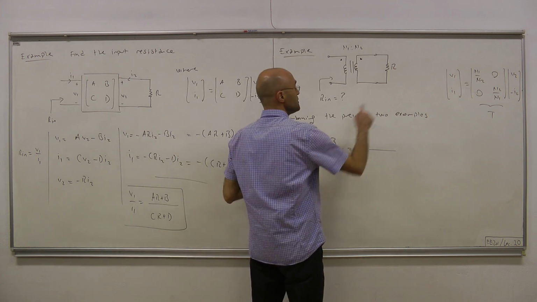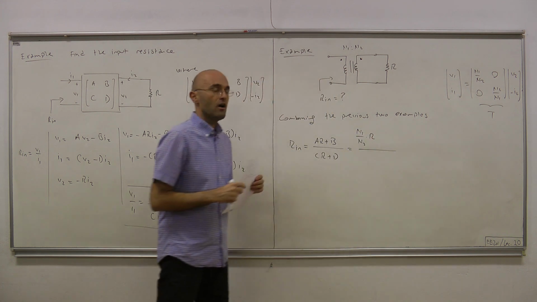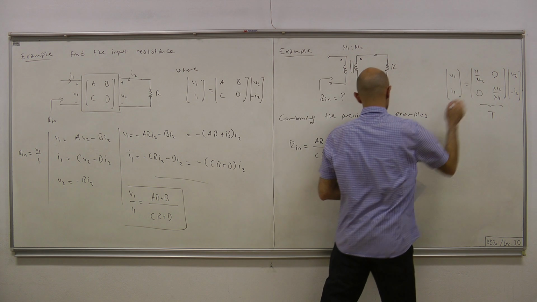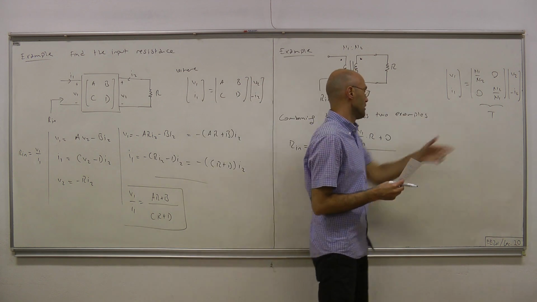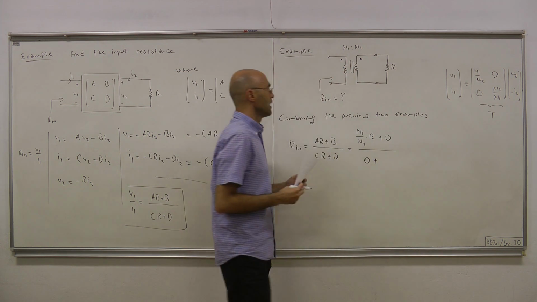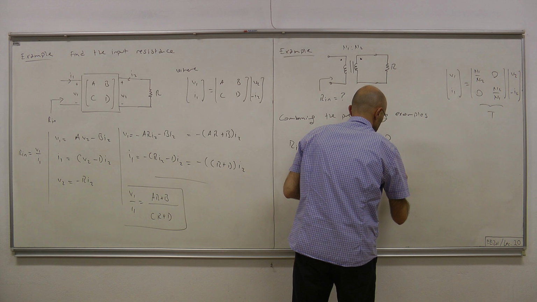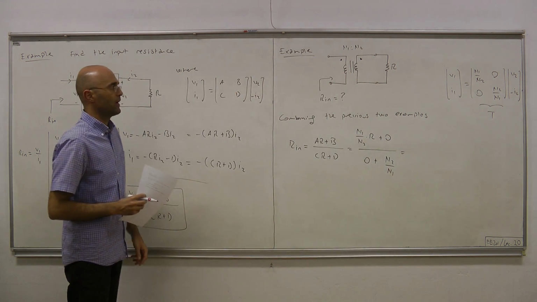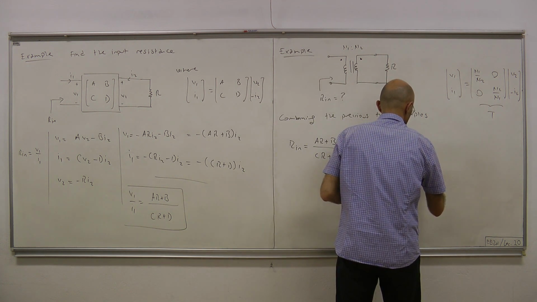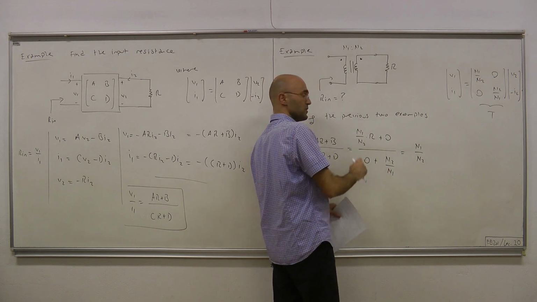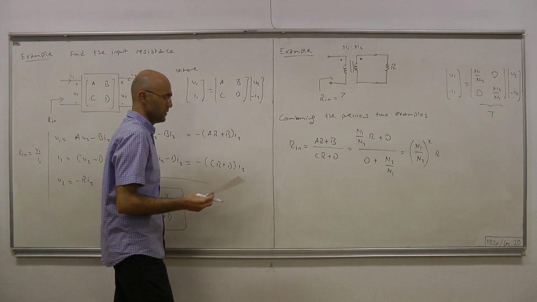And they are what? A is N1 over N2, so N1 over N2 times R. B is 0, so plus 0. Then C is 0, and D is N2 over N1. Now simplifying that immediately gives us N1 over N2, and another N1 over N2 when we carry this upstairs, so that makes N1 over N2 squared. Then times R is the answer.